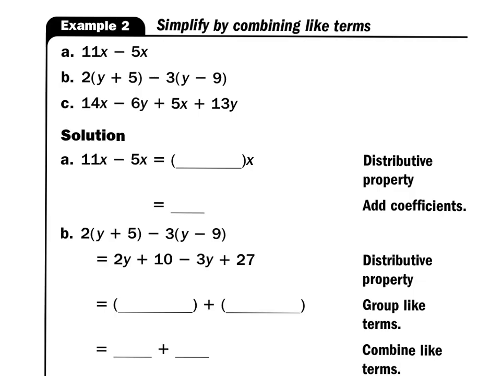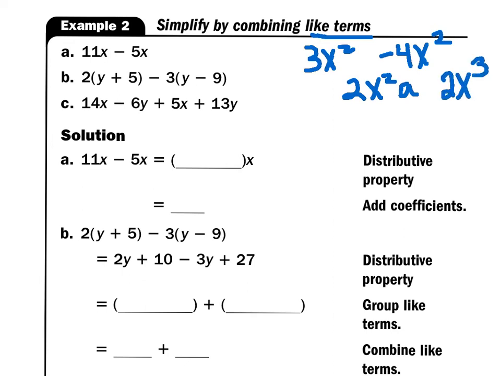Example 2. Simplify by combining like terms. Let's talk for a moment about what like terms are. Like terms are terms that have the same variables to the same powers. 3x squared would be like terms with negative 4x squared, but would be different than 2x squared a or 2x cubed, because they have different powers or different variables included in there. So we can only add or subtract like terms.